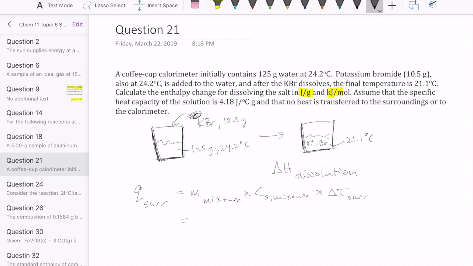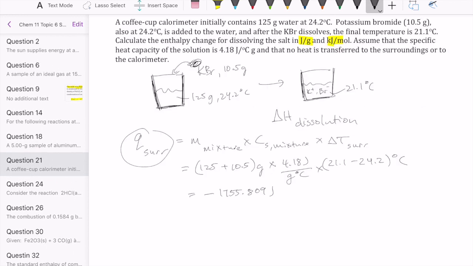So what's the mixture that's in there? Well, it's water plus potassium bromide. So we're going to add both of them. They tell us to use the specific heat capacity of water, so that's what I'm going to do. And then the ΔT is final minus initial. If I multiply all this together, you can see that that temperature subtraction gives me a negative number, so it's negative 1755.809 joules. Now, that is your q of surroundings.